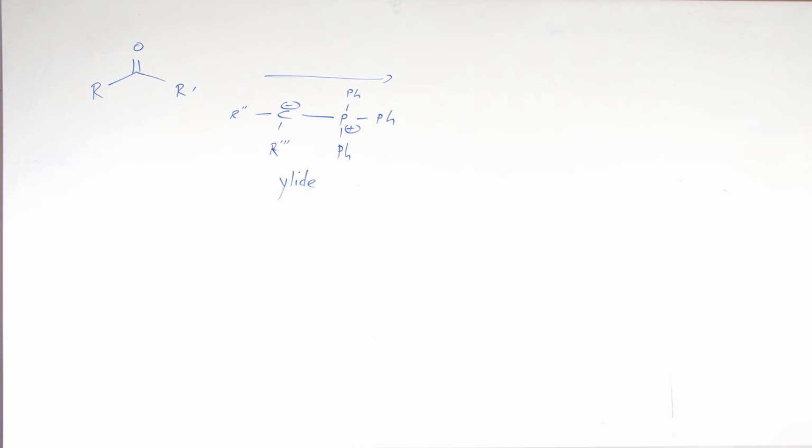And we're going to have a negatively charged carbon, like so. This is called an ylide. It has a resonance form because you can go beyond the octet rule for phosphorus, but it's easier to draw what's happening from here.